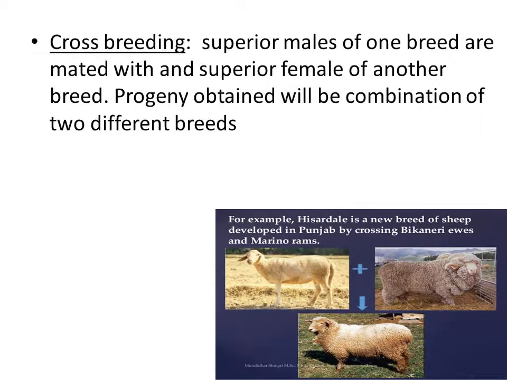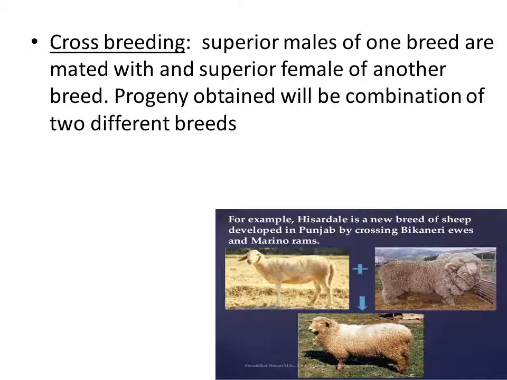Then one more type of breeding is crossbreeding. So what do we mean by crossbreeding? Here, the parents are selected from two different breeds. In outcrossing, we have seen that the parents are selected from the same breed, but they are not related. But in crossbreeding, the two superior parents are selected from different breeds. The superior male is selected from one breed and the superior female from another breed. Those two superior parents are mated in order to produce progeny.